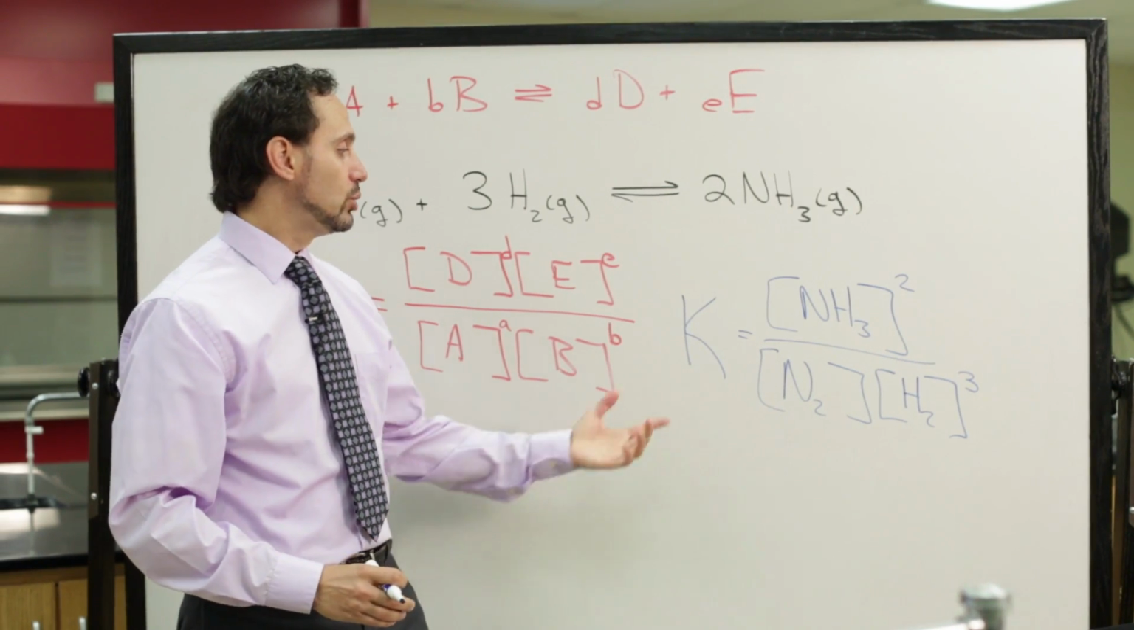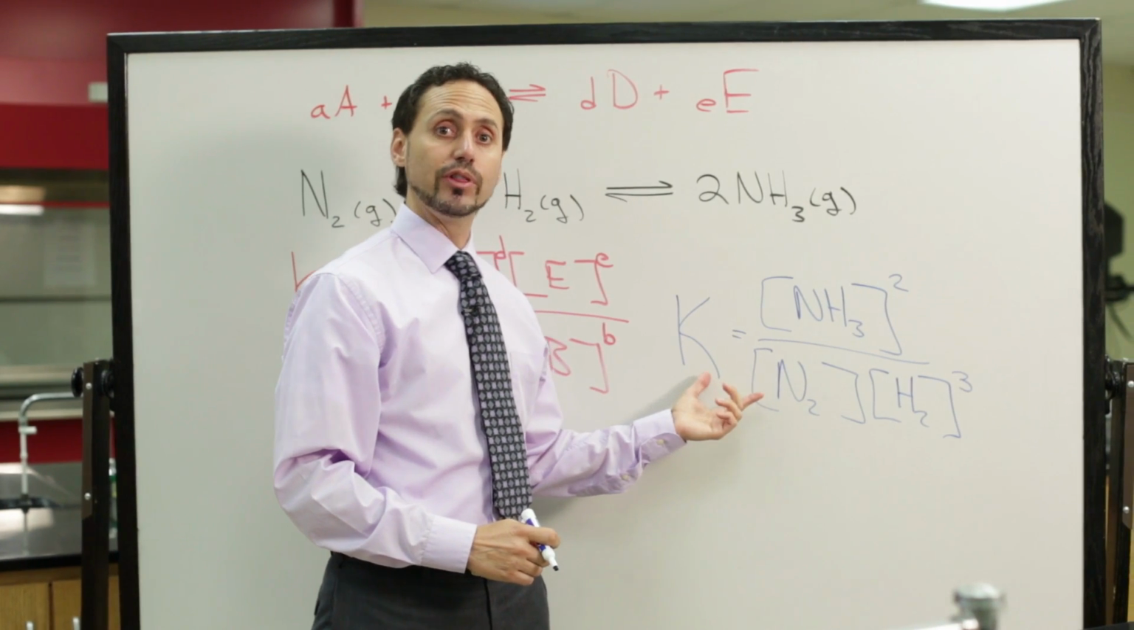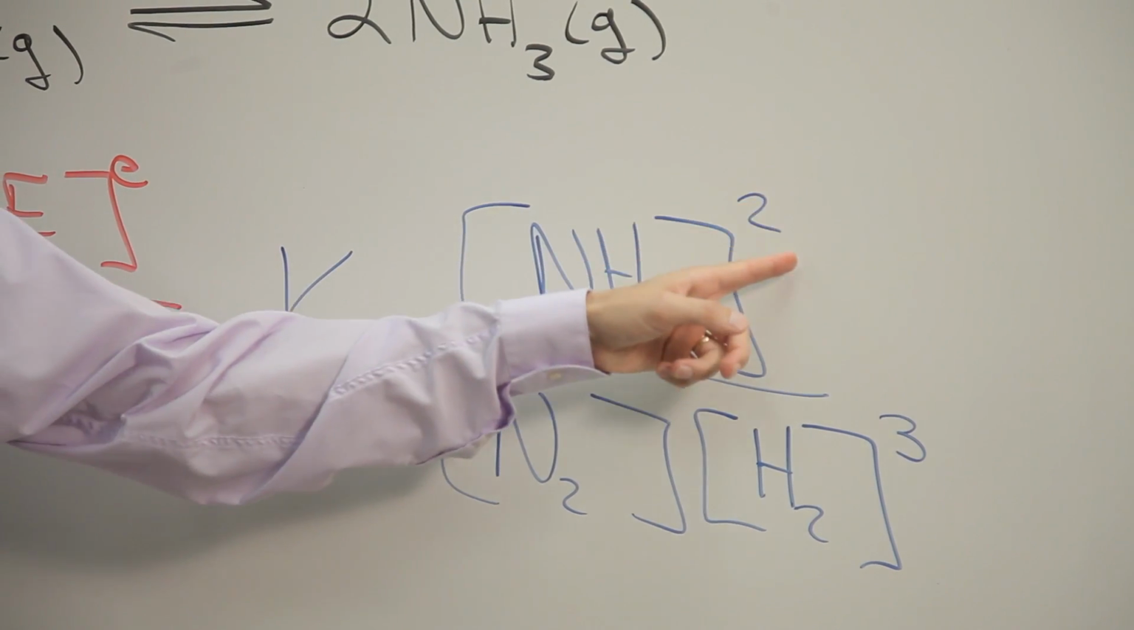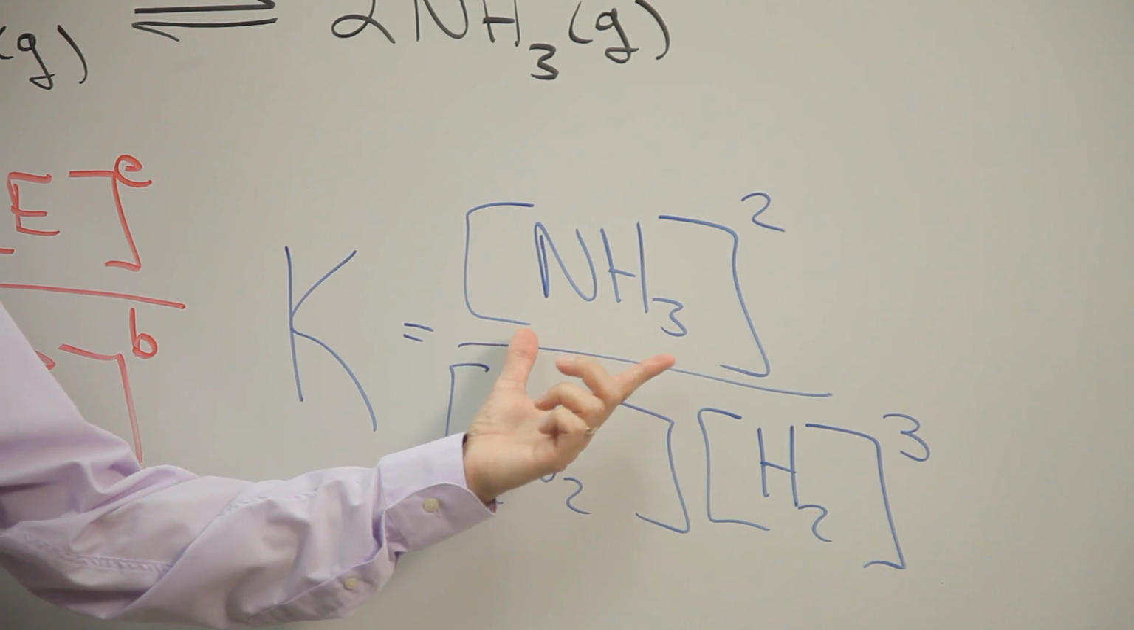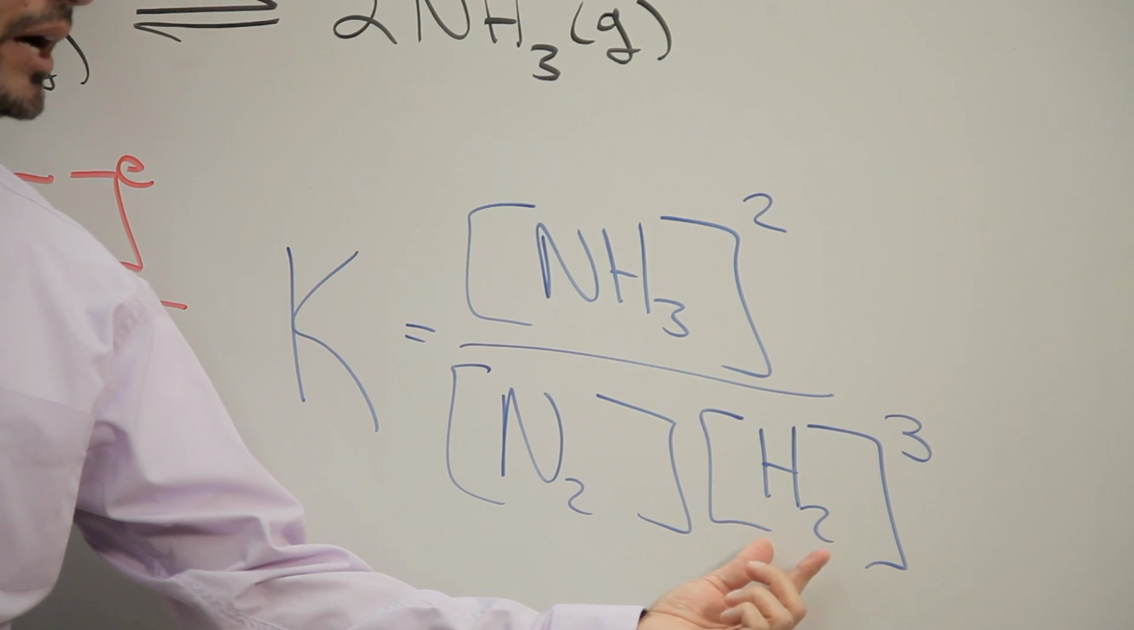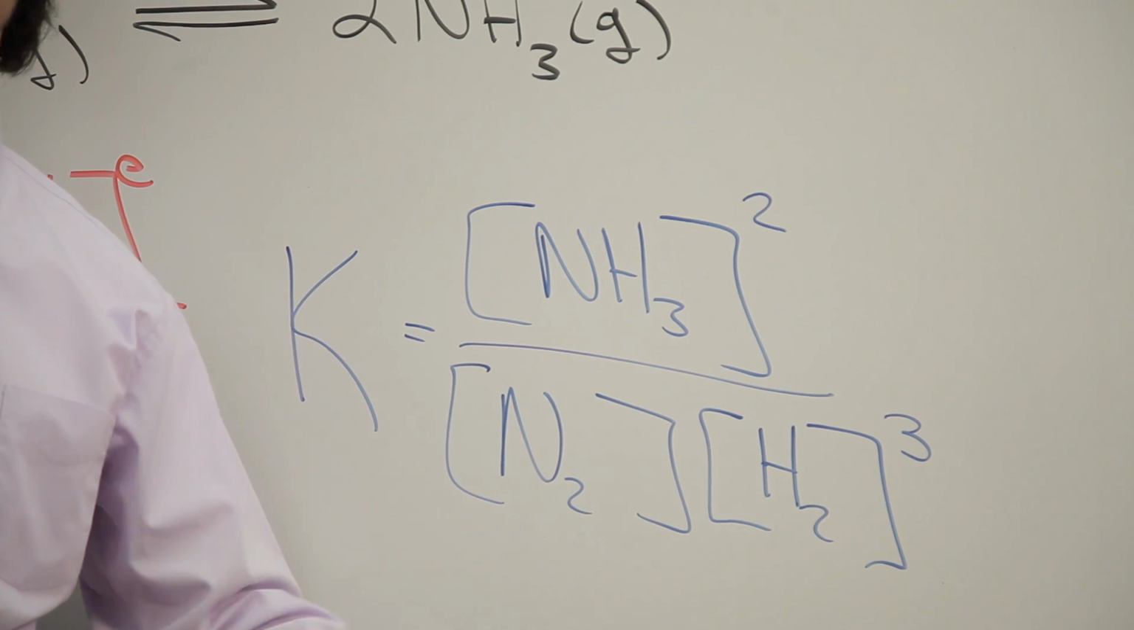So now the equilibrium constant expression for the Haber process is the concentration of ammonia squared divided by the product of the concentration of nitrogen multiplied by the cube of the concentration of hydrogen.